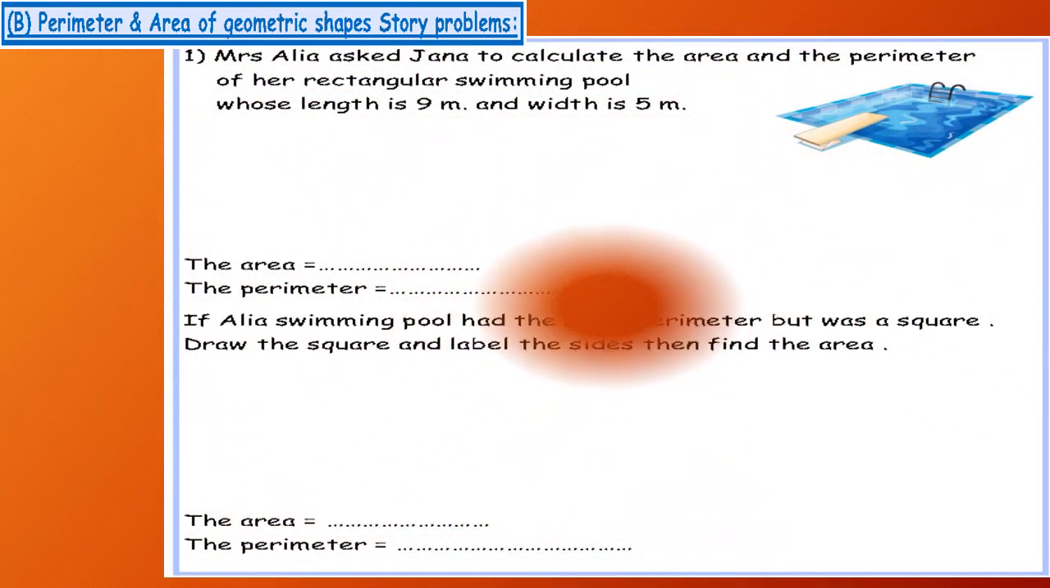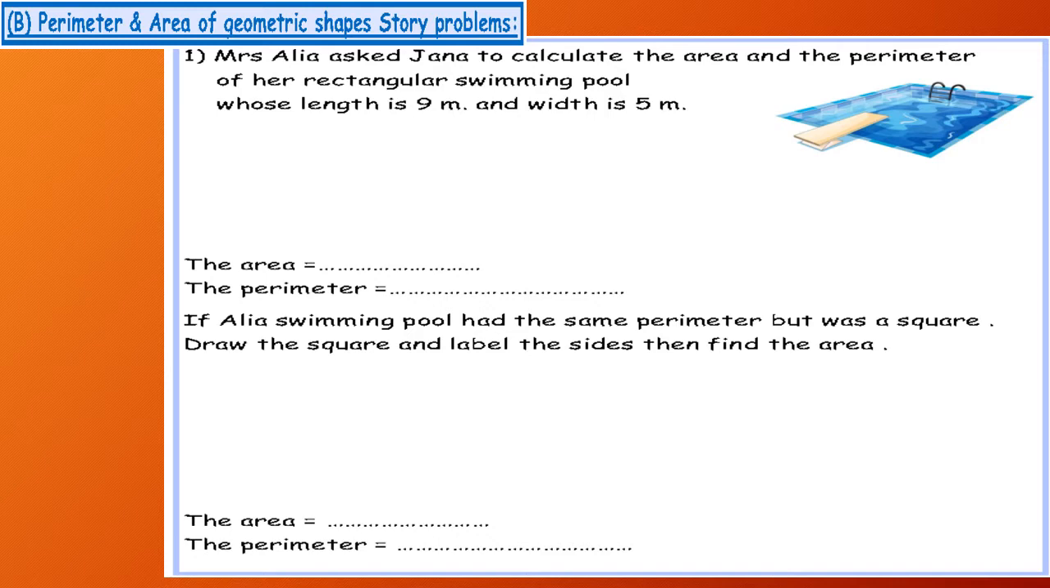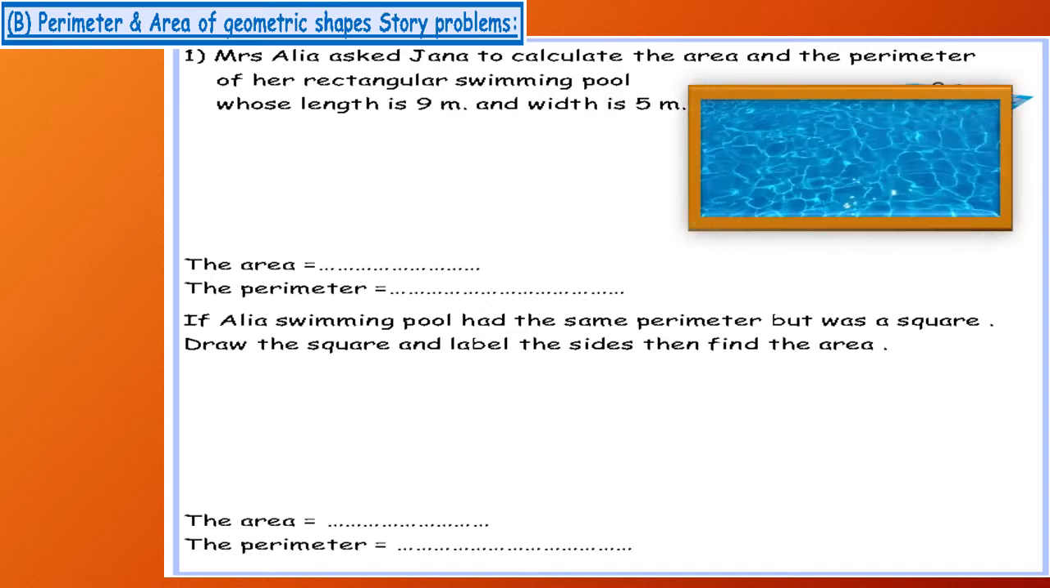Perimeter and area of geometric shapes for a problem. Number 1. Mrs. Alia asked Jana to calculate the area and the perimeter of a rectangular swimming pool, whose length is 9 meters and width 5 meters.